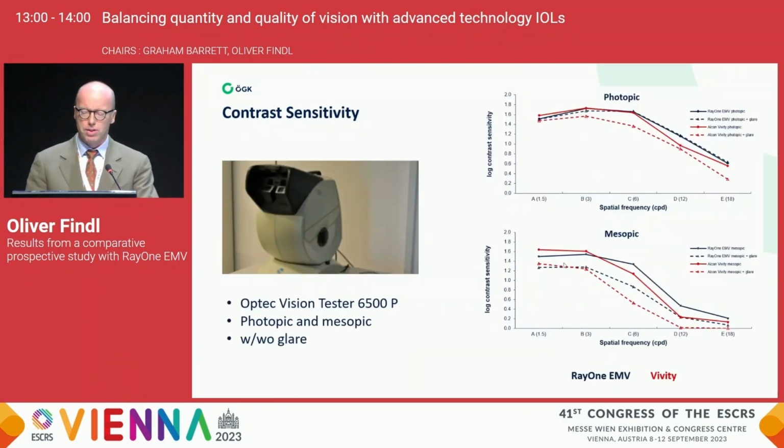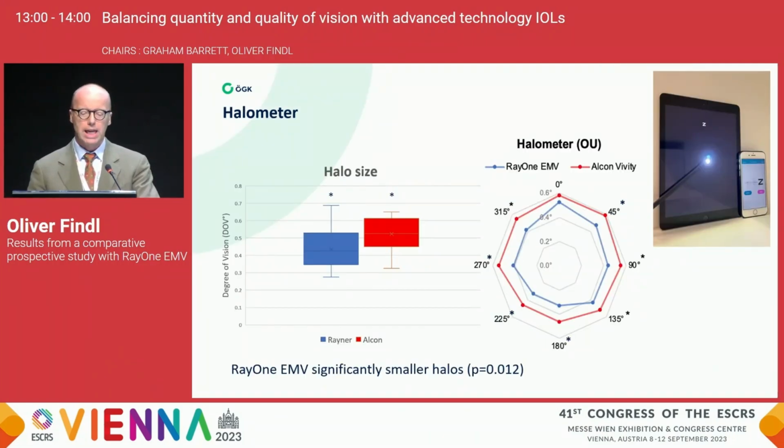What about contrast sensitivity? You can see here in black the RayOne EMV photopic, and then photopic with glare. Here photopic, and down here for mesopic. And in red you can see the Vivity photopic, and then including glare. And you can see that the Vivity actually is lower than the RayOne EMV in many of these spatial frequencies. What about halo size?